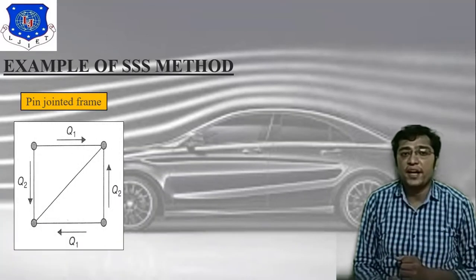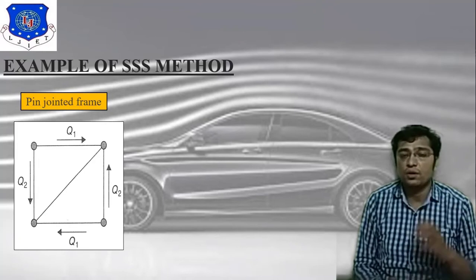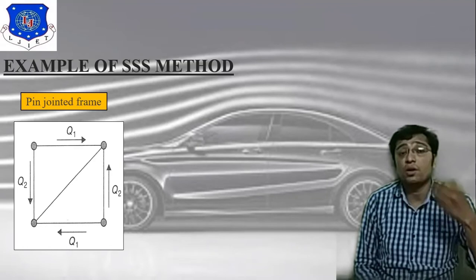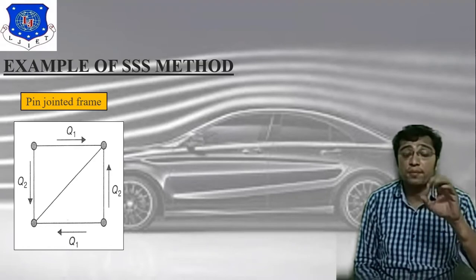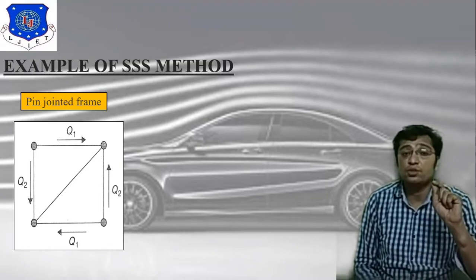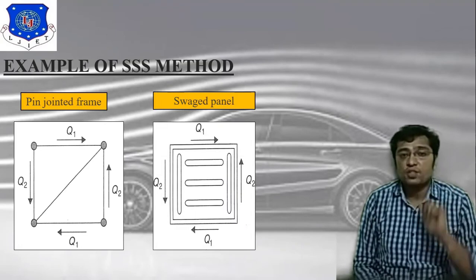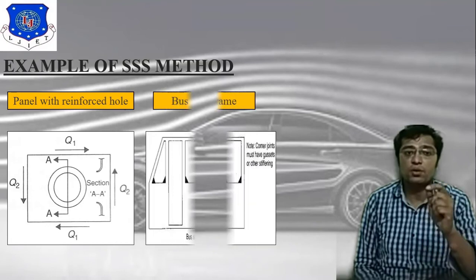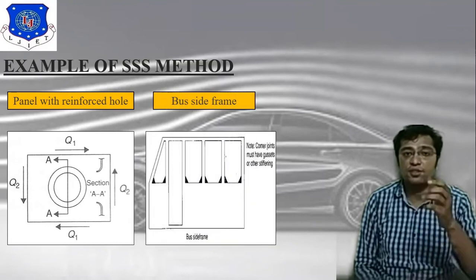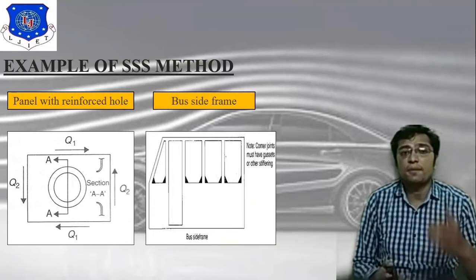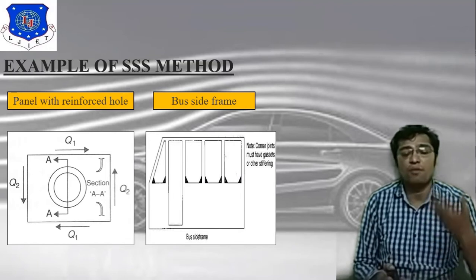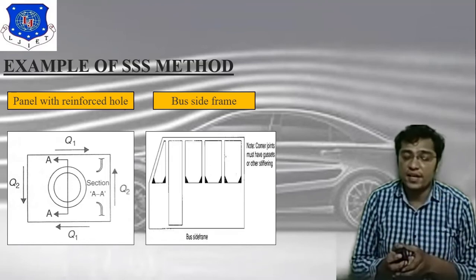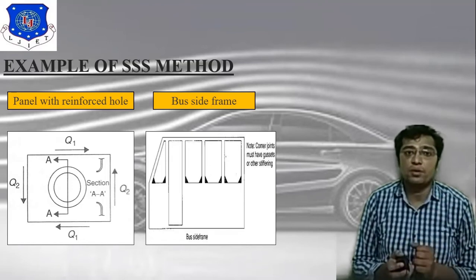Here is an example of the SSS method, where you can find different types of joint. In this particular car body or van you can find different types of joint. The first joint is the pin jointed frame, the second is the switch panel, the third is the panel with reinforced hole, and the fourth is the bus side frame, as you can see in the image. These are the main joints used to construct the car body or van body. So these are the joints in the SSS method. Moving forward to the next slide.